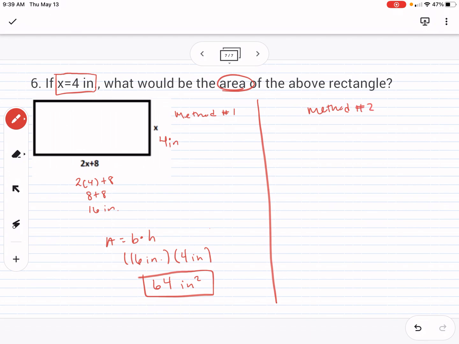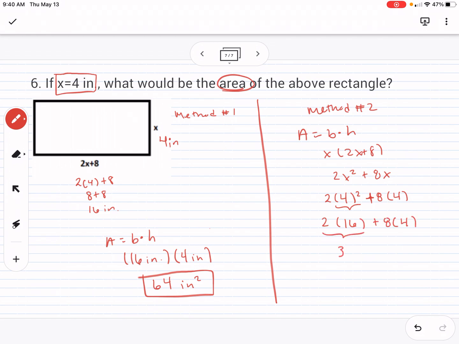The second method would be to use our previous answer. Remember, in the previous problem, we did base times height, which was x times 2x plus 8, and that came out to 2x squared plus 8x. So we used that previous answer. We could have plugged in the 4 then for x, and then worked it out. So here, 4 squared is 16. 2 times 16 is 32, 8 times 4 is 32, and that comes out to 64. And because it's area, the units don't stay inches, they become inches squared. So 2 different ways to do the same problem.